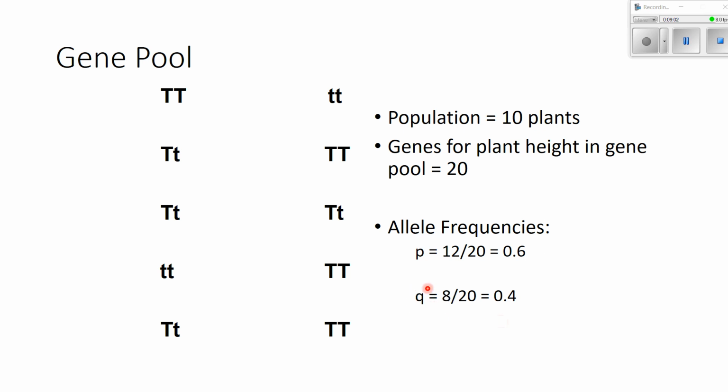Lowercase q in the Hardy-Weinberg equation stands for the frequency of the recessive allele. So these two numbers are always going to add up to 1, 0.6 plus 0.4. But just to double check, let's count the little t's. 1, 2, 3, 4, 5, 6, 7, 8. Sure enough, 8 out of 20 are little t. That's the frequency of the recessive allele, and it's 0.4.